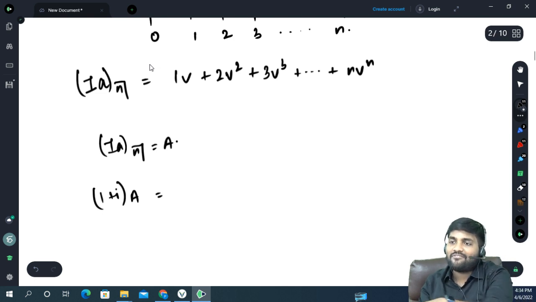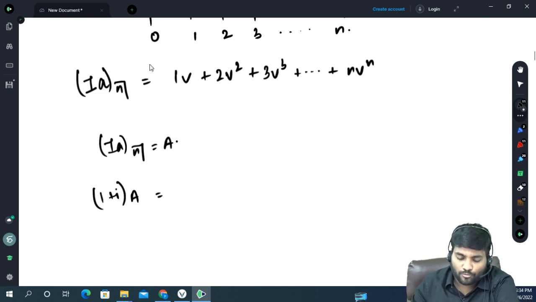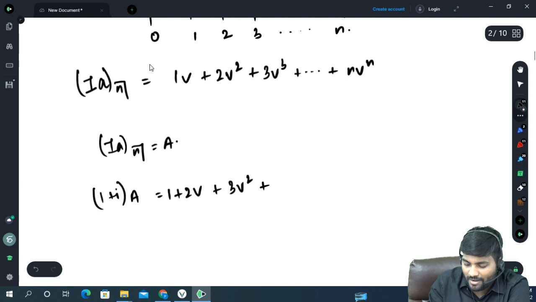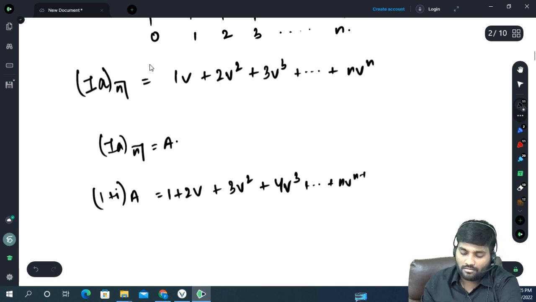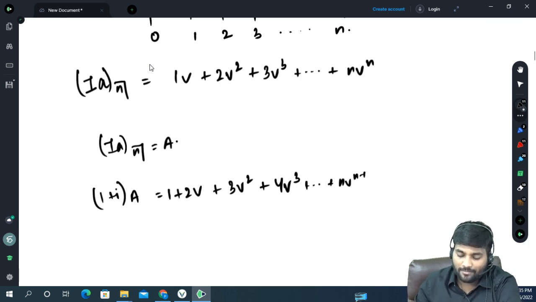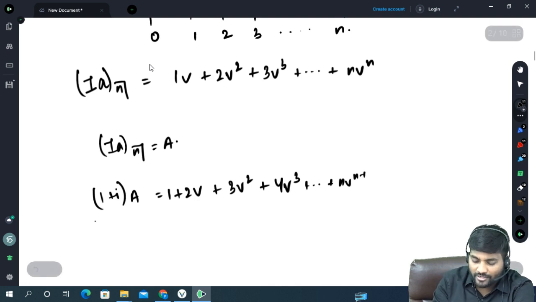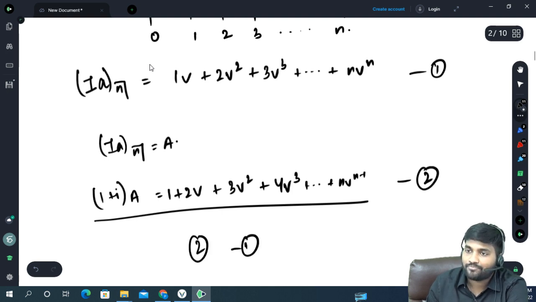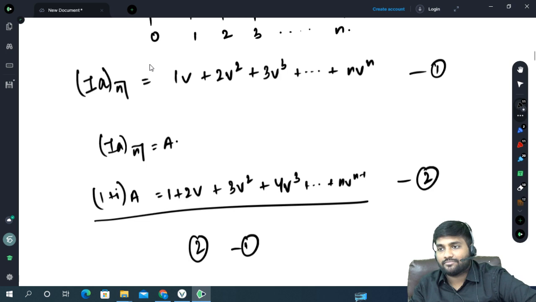So when we multiply by 1 plus I, our equation will turn out to be 1, right, plus what? 2V plus 3V square plus 4V cube plus dot dot dot plus nV to the power n minus 1. Now, if this is 1 and this is 2, we need to do 2 minus 1, solve and get the answer.